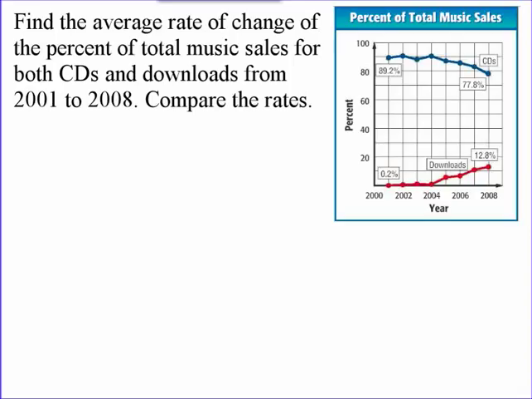It says find the average rate of change for the percent of total music sales for both CDs and downloads from 2001 to 2008. Compare the rates. So now if you notice, I've got graphs of 2 things. I've got CDs and I've got downloads. So obviously you can see this is something that is actually happening now, except I would see that the CDs, the trend is probably continuing going down.